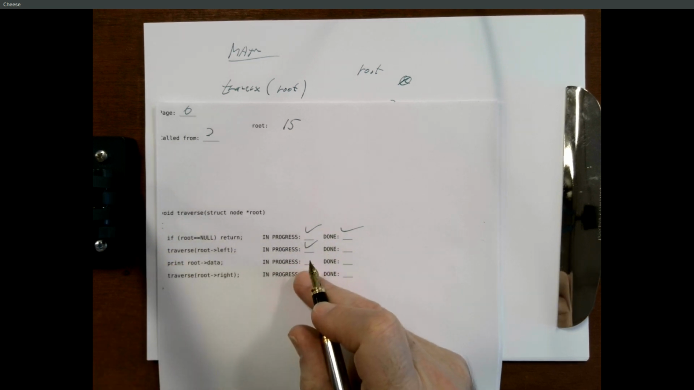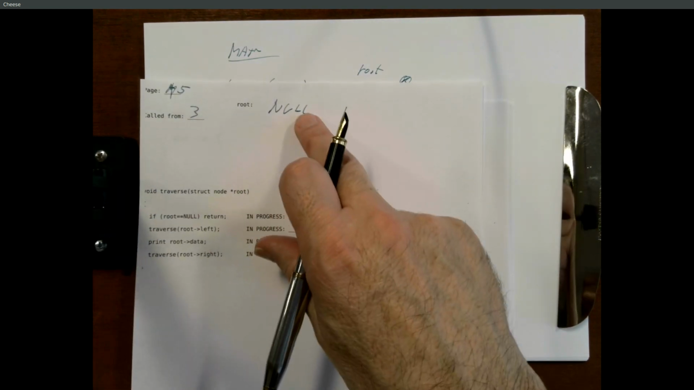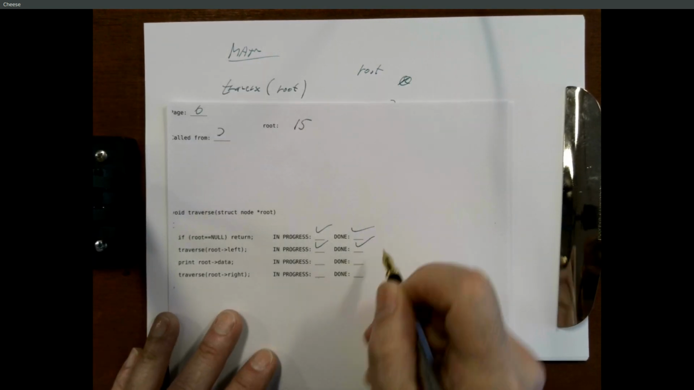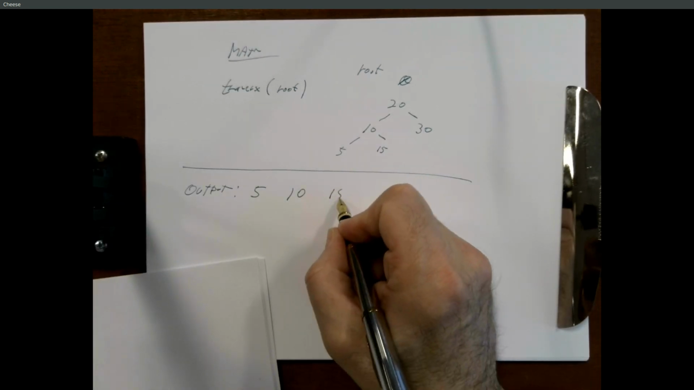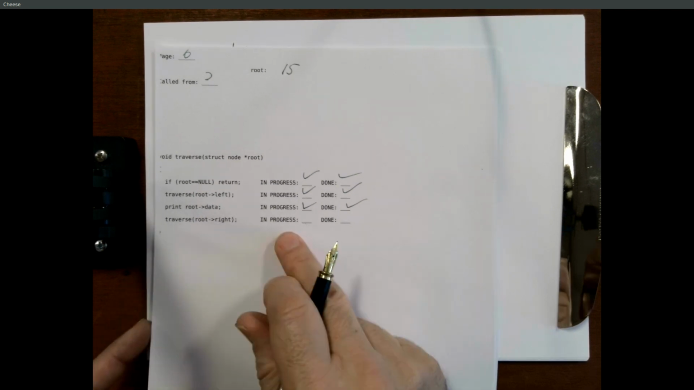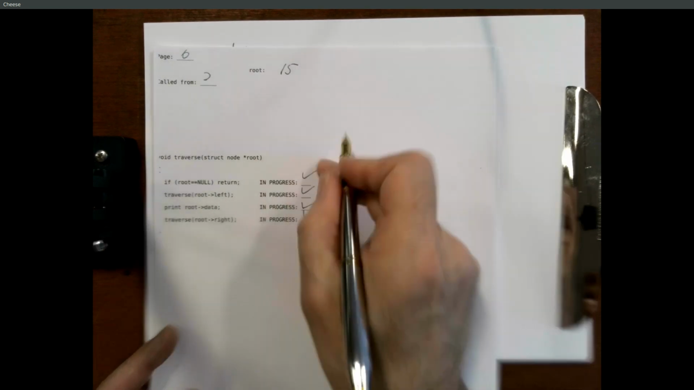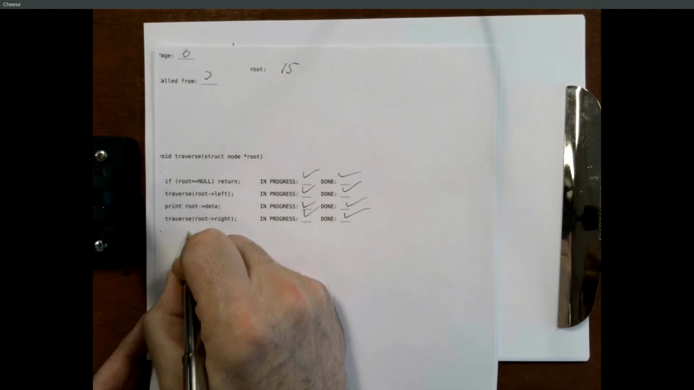Well, and I won't keep doing this one, but we'll make a call with a null and it will decide it's null and it won't do anything. So that's a no op. Print the root arrow data, that's a 15. So it prints a 15, that's done. Traverse root arrow right, that's going to traverse null, won't do anything. Now we're done.